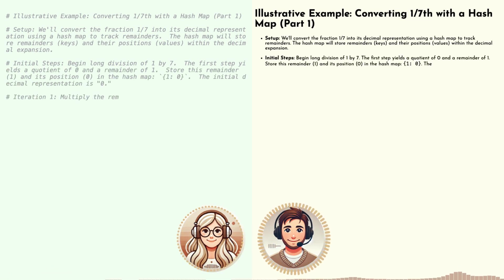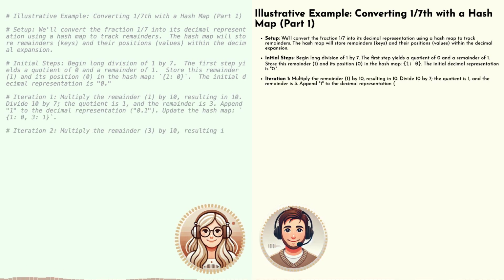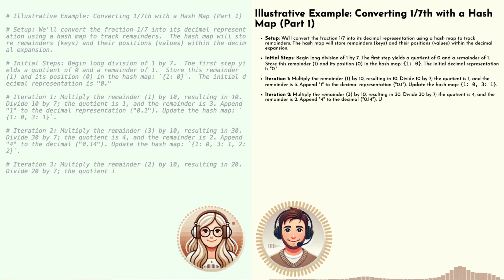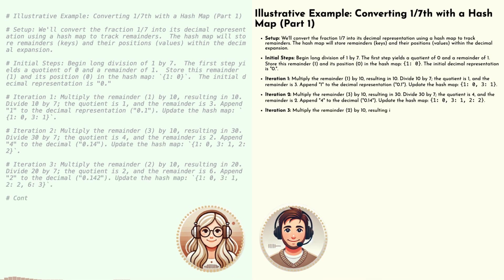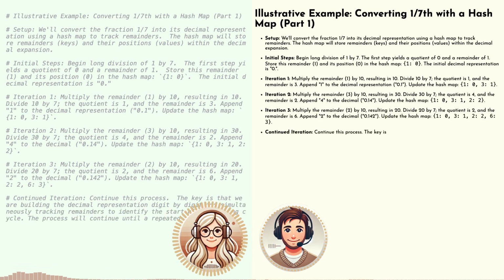Okay. Let's break it down step by step and see how this hash map trick helps us crack the code. Great. So first things first, what's the integer part of the decimal representation of 1/7? Well, 1 divided by 7 is 0, with a remainder of 1. So our decimal starts with 0. Excellent. Now we move on to the decimal part, building it digit by digit.